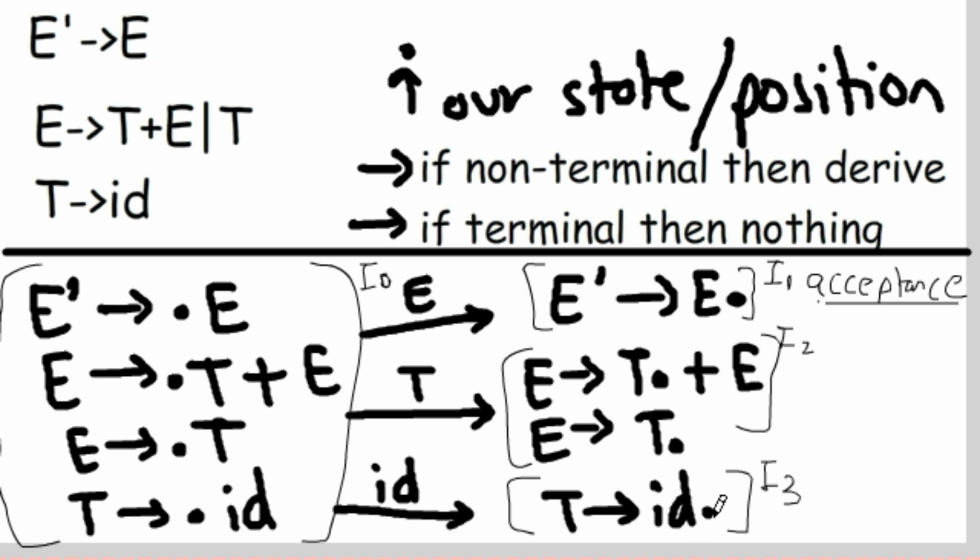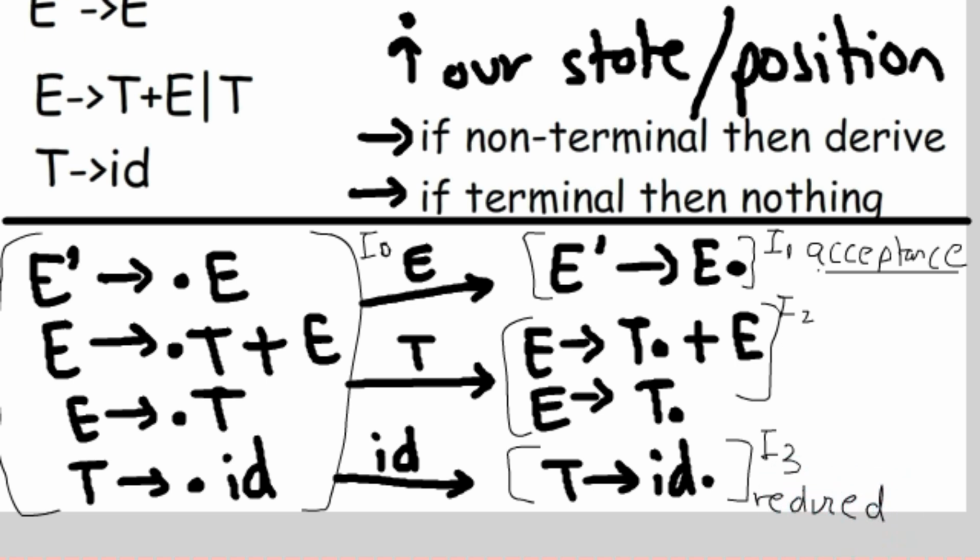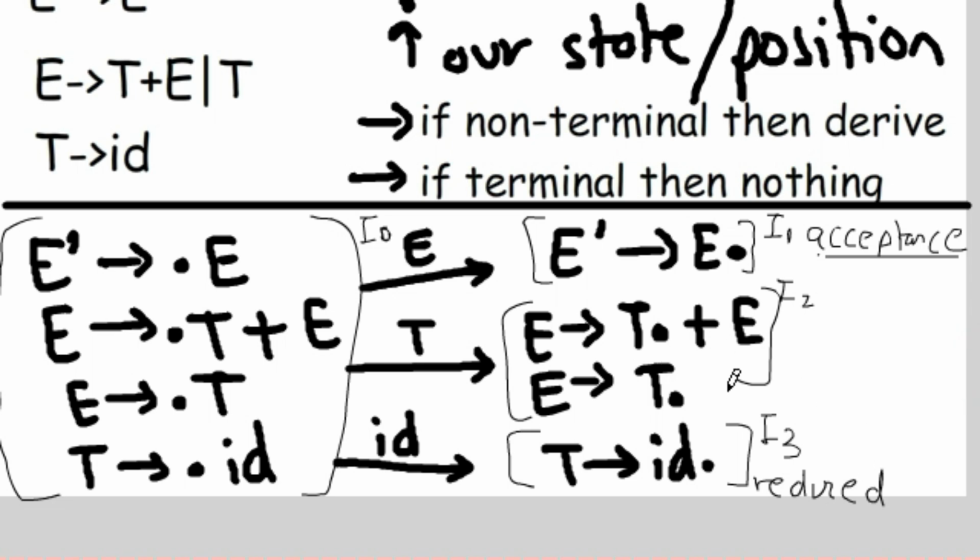Now you can see that after this dot, there is nothing to do. So we can call it a reduced state, an R state. Now in this one, after T, this dot cannot go anywhere else. So this T is also a reduced state. Only this T is a reduced state. So we can just write R in brackets to remember that this is a reduced state.